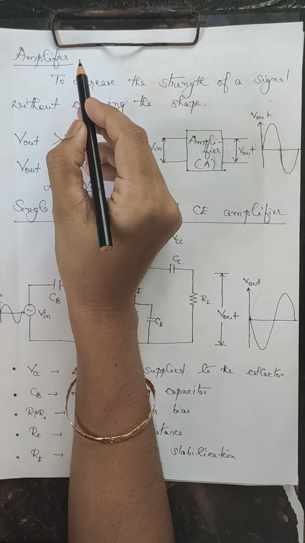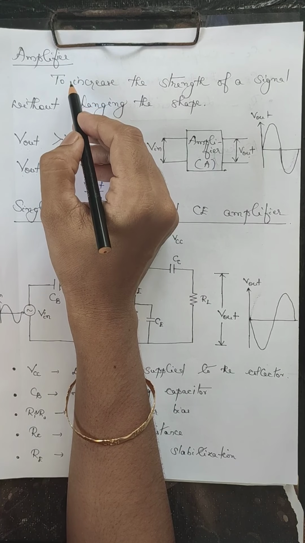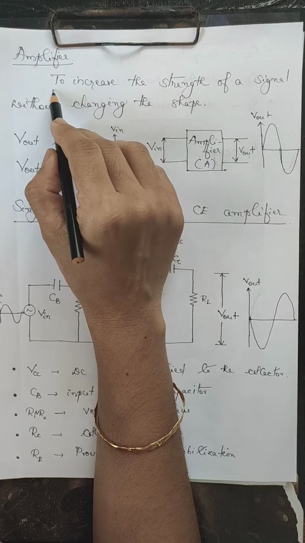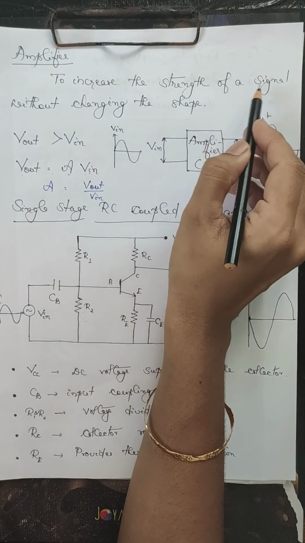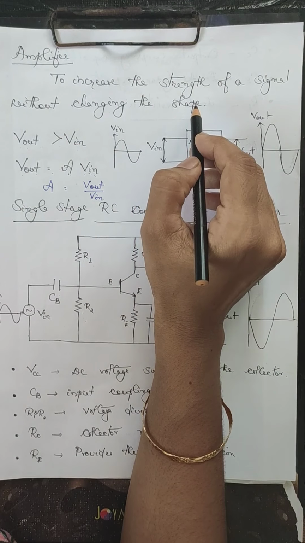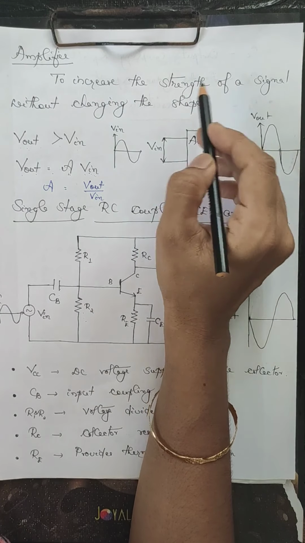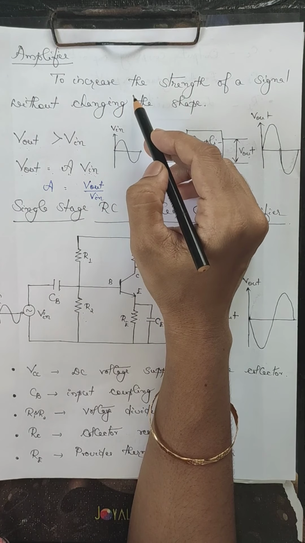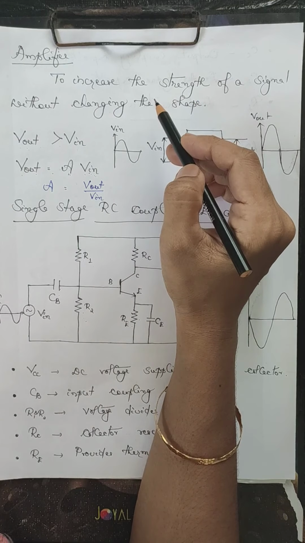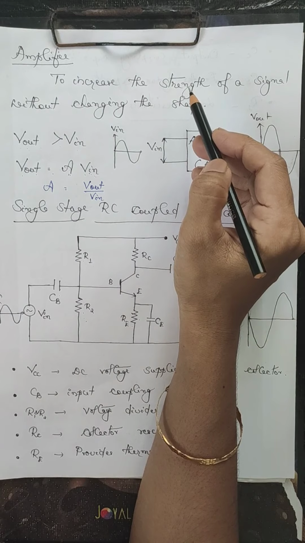Amplifier. A transistor which is operated in its active region can be used as an amplifier. An amplifier is an electronic device which is used to increase the strength of a signal without changing its shape. Or amplification is the process of increasing the strength of a weak signal by increasing its amplitude and without changing its shape or characteristics.